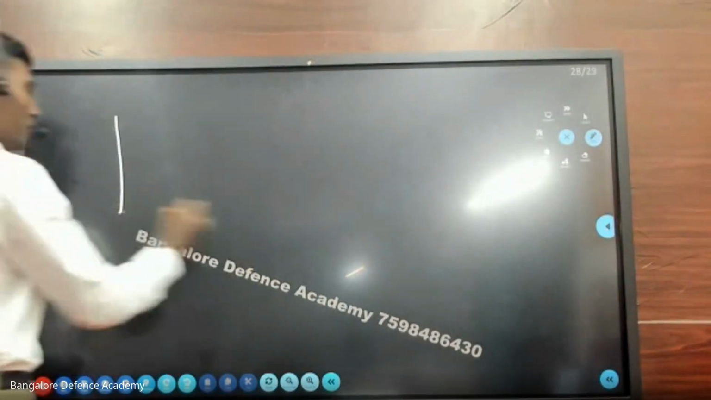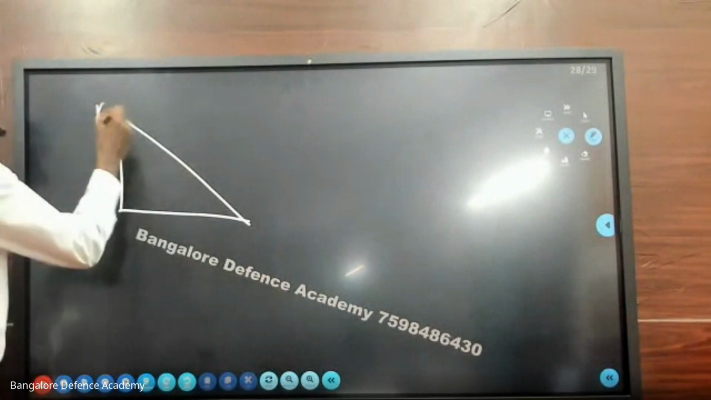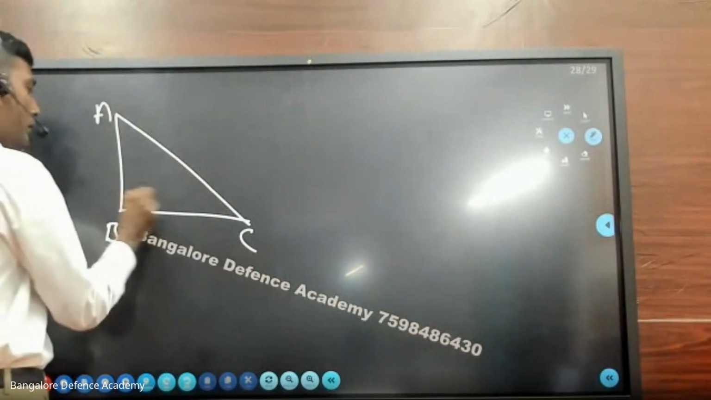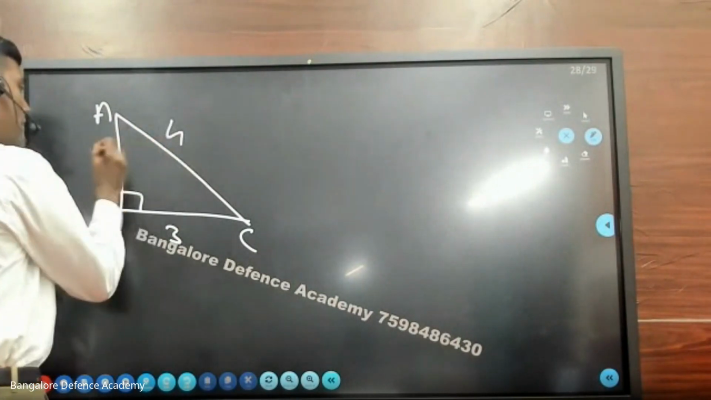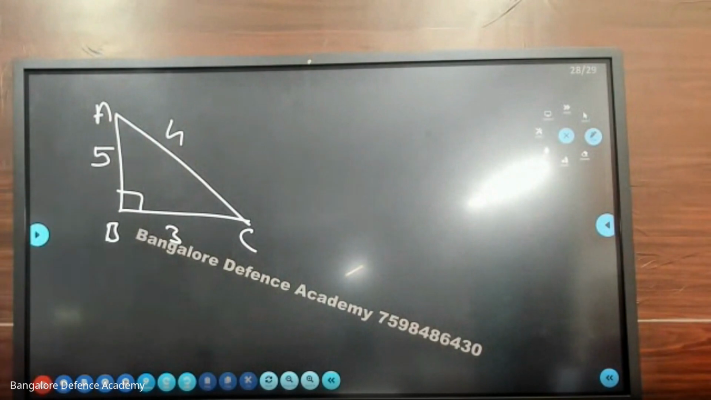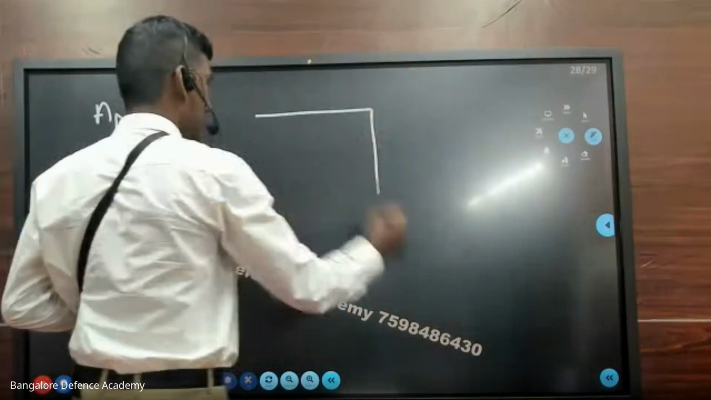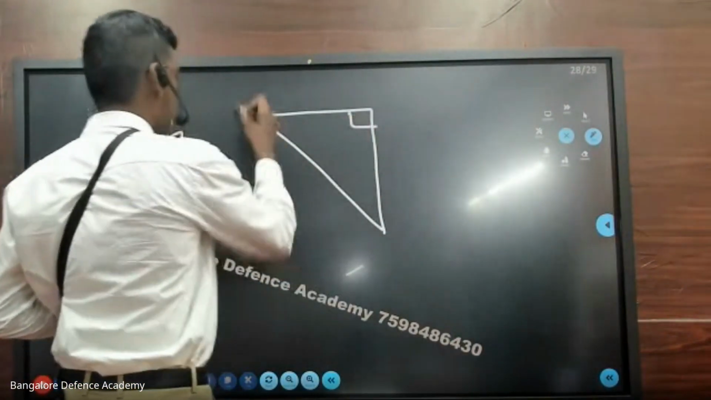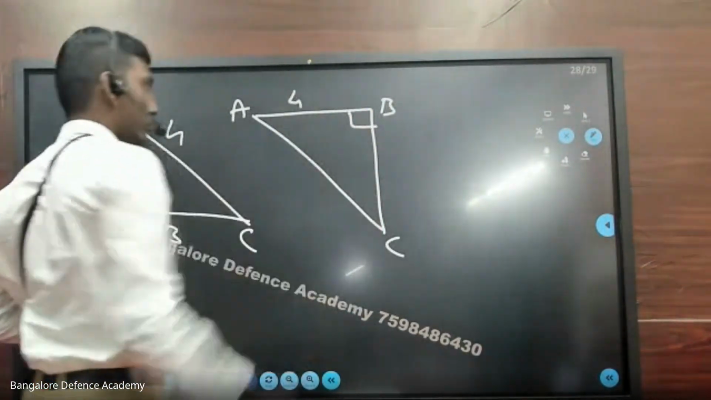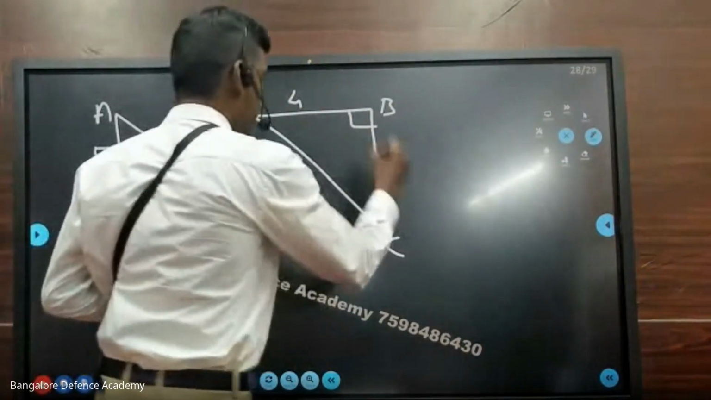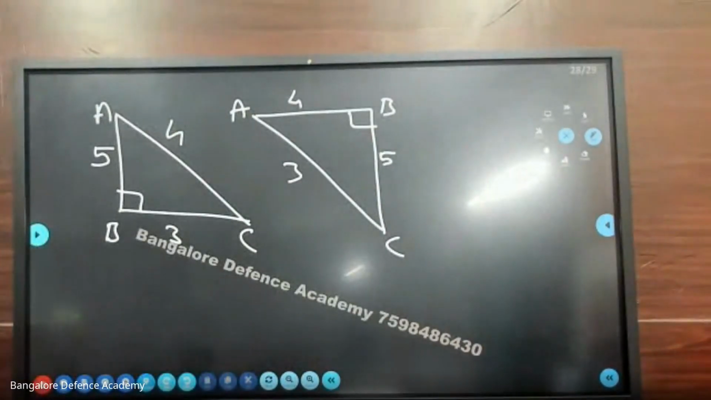Okay, look at this now. I am drawing a right angle triangle. I named it ABC. Now I say 3. What are the other numbers? 4 and 5. Is it right? Now I say like this: this is A, this is B, this is C. This is 4, and this is 3. This is 5. Wrong. Why is it wrong?